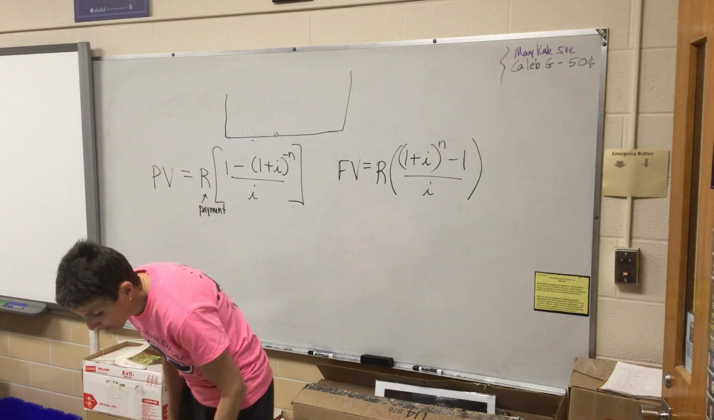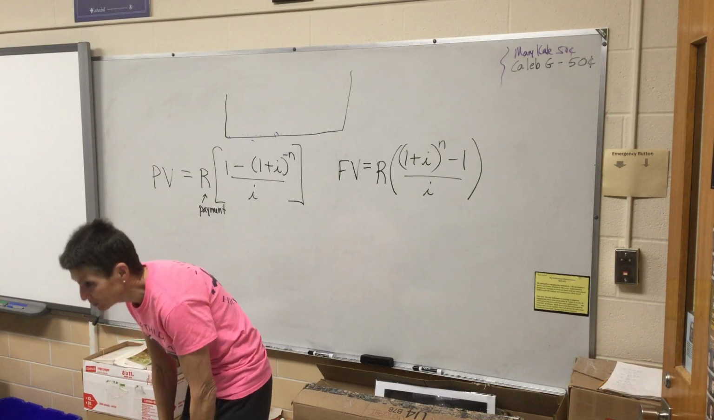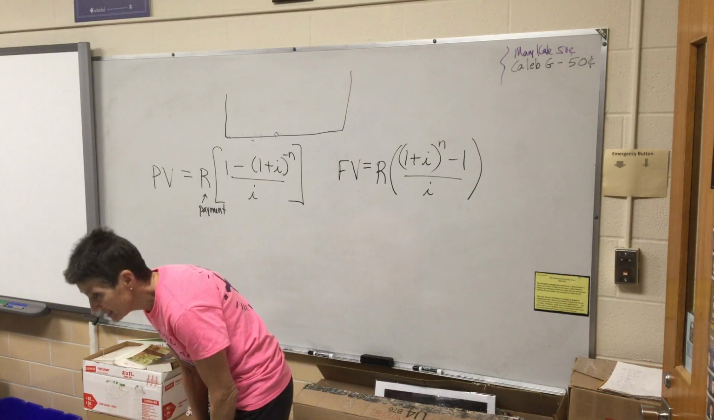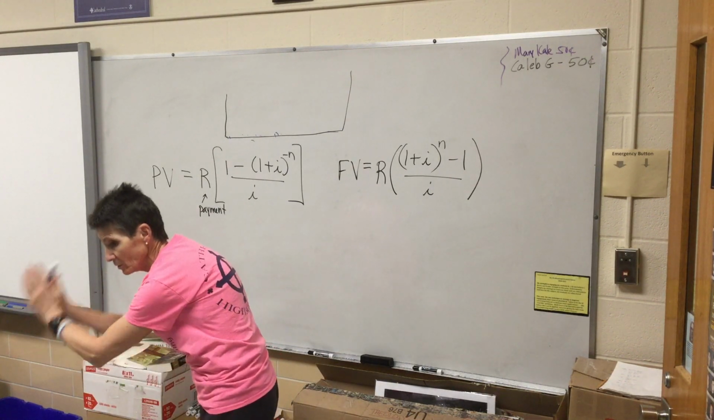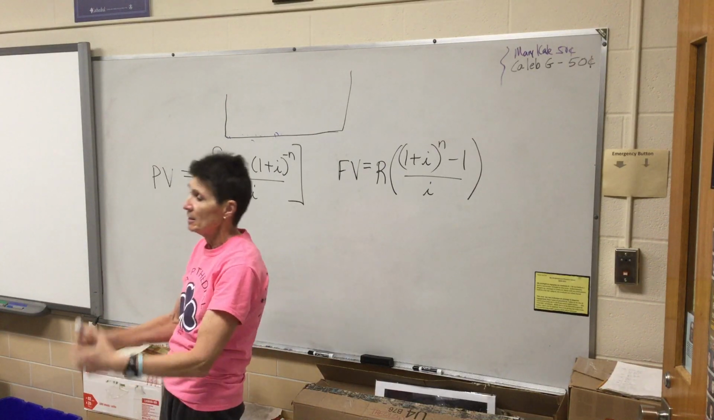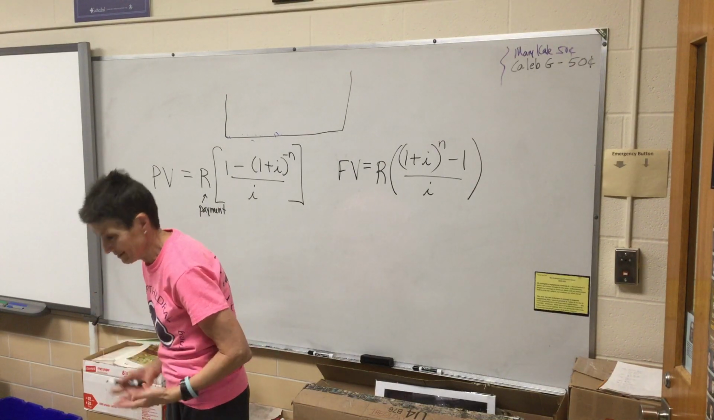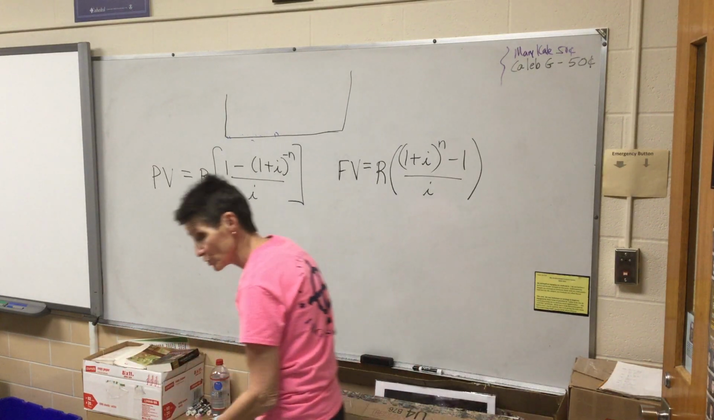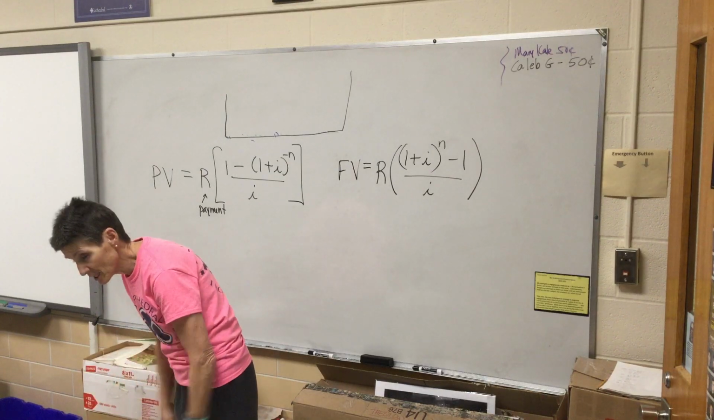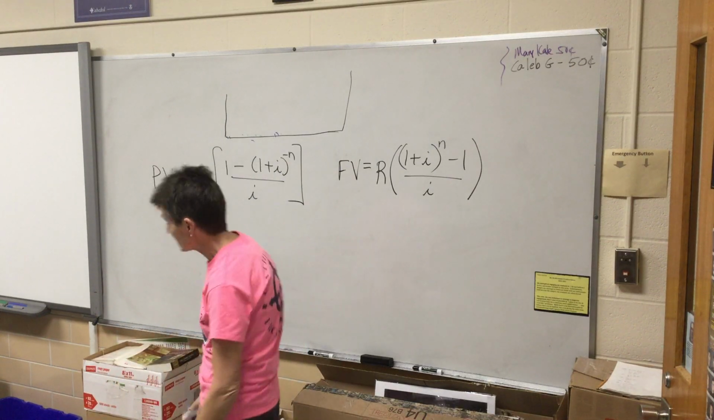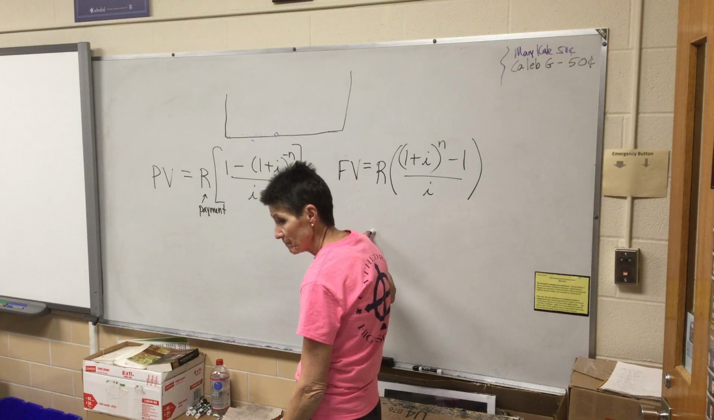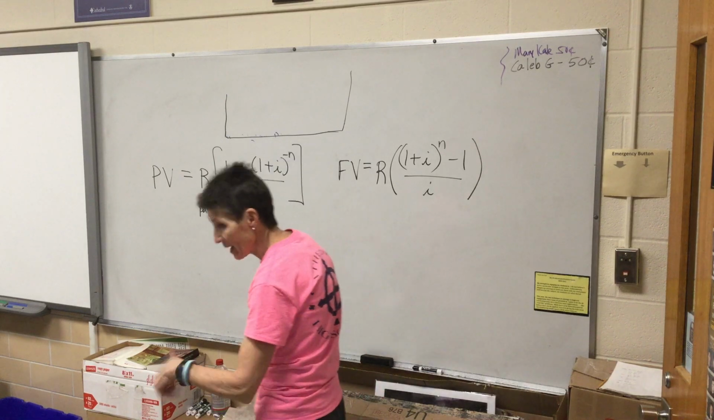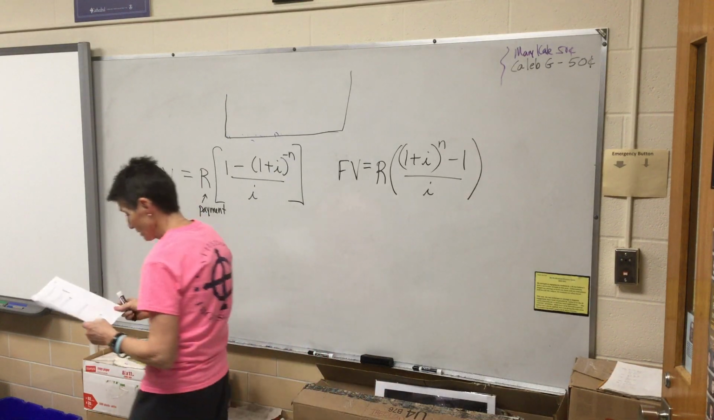Guys, if you are paying off your house, if you have a loan, if you're paying off a loan, it's PV. PV is paying off a loan. If you are making payments on something you bought, then it's PV. If you are saving for your future, for your college education, for your retirement, it's FV. FV is things in the future. PV, you owe that money on that house right now. So here we go.